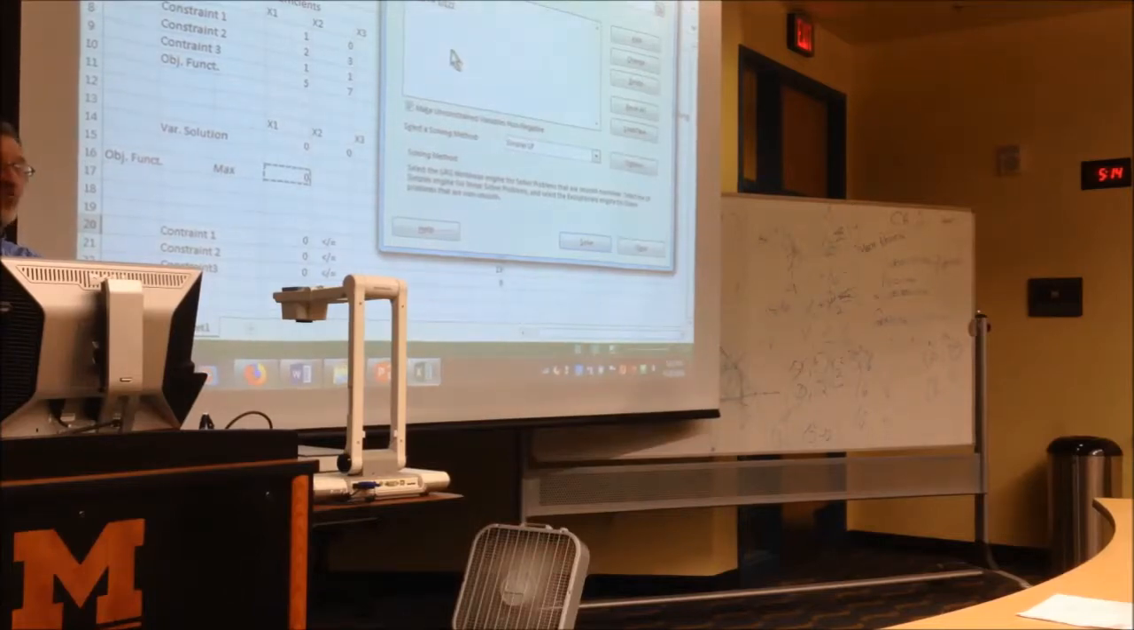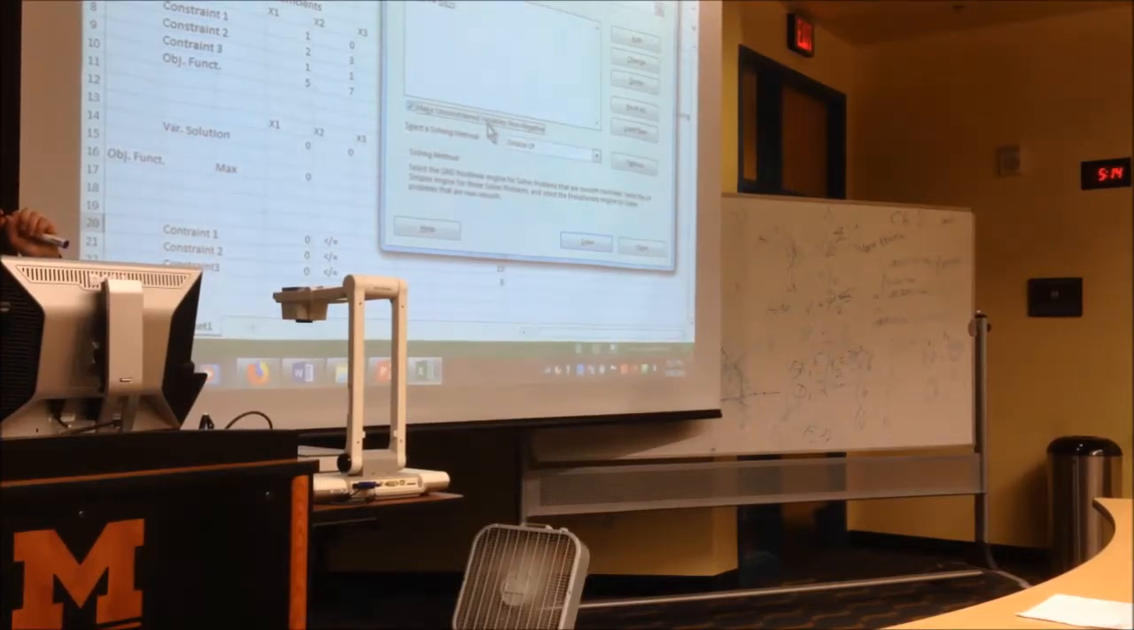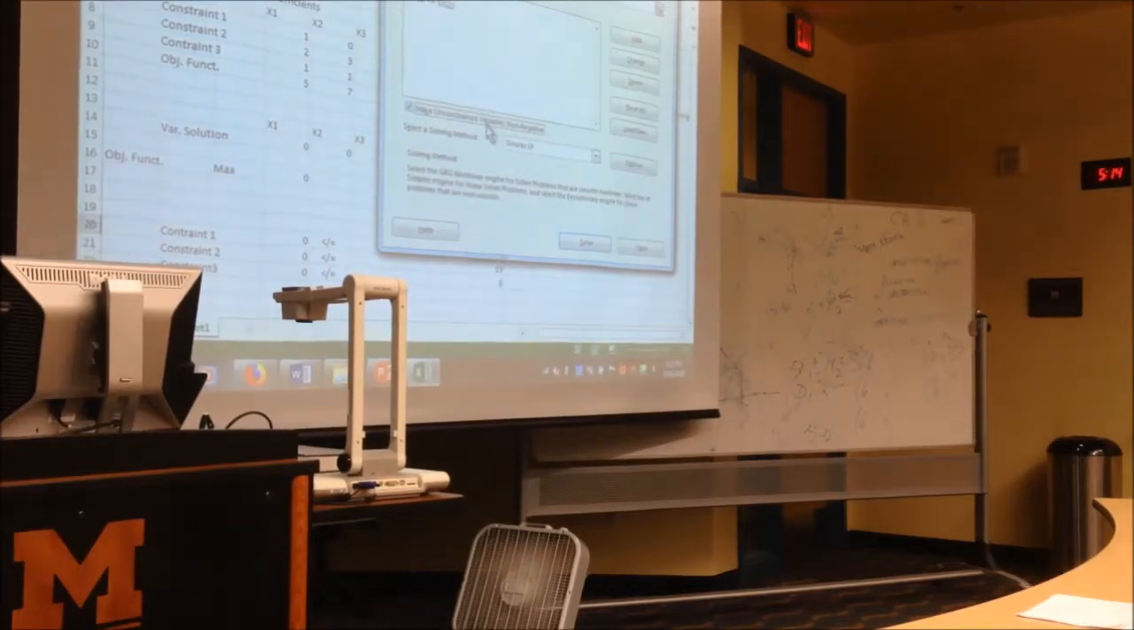And there's a shortcut where you can combine less than or equal constraints together. Well, I won't go there yet. So there's all three. Next, this box right here must be checked. We are using non-negative variables this whole semester. Our decision variables will always be either 0 or a positive number. So always check that box.